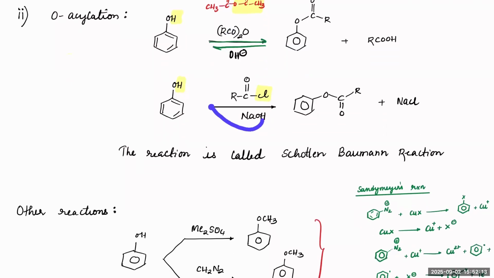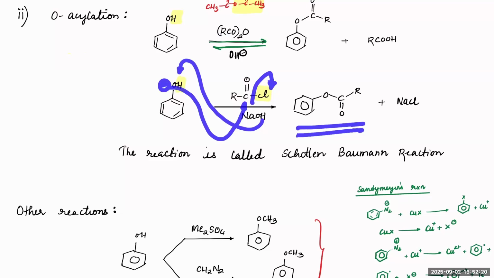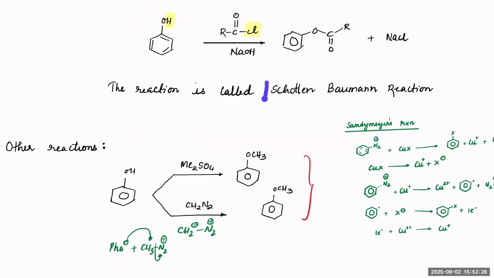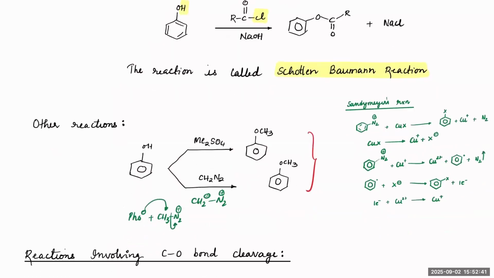Same thing happens here also. OH minus will take H plus, O minus will form, O minus will attack here, and remove this Cl. So that's how you will get this product. If you are reacting that with acyl chloride in the presence of NaOH, then this is called Schotten-Baumann reaction. This name reaction is important. So in case it is asked, remember what exactly the Schotten-Baumann reaction is. Next.